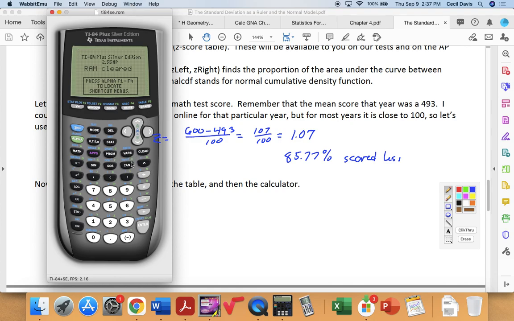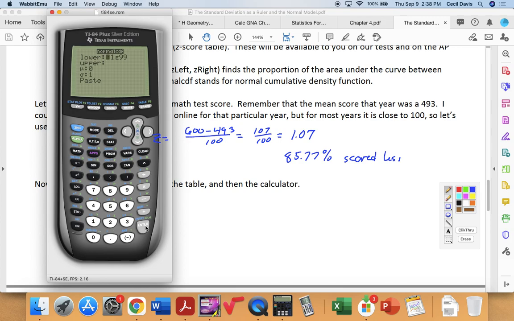If you go to second vars, which is the distribution, the second one down is Normalcdf. Don't use the normal PDF. Normalcdf is the normal cumulative distribution function. I'll hit enter. Notice it already seeds the lower bound with -1 E 99, which is -1 times 10 to the 99th power, very small, so that's way off to the side.